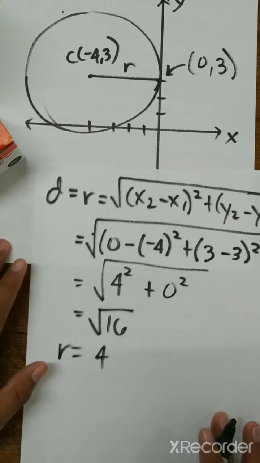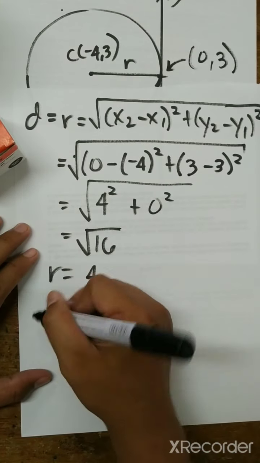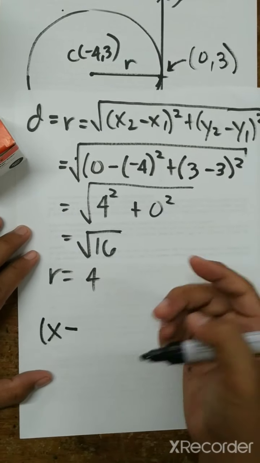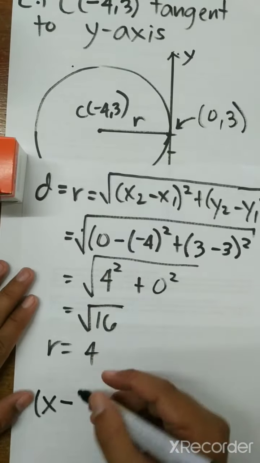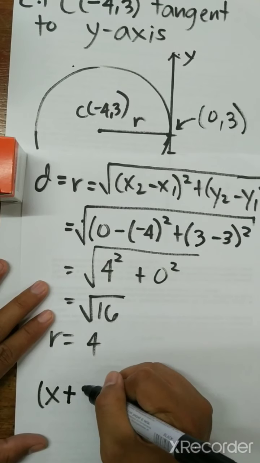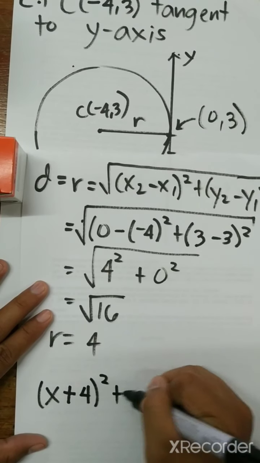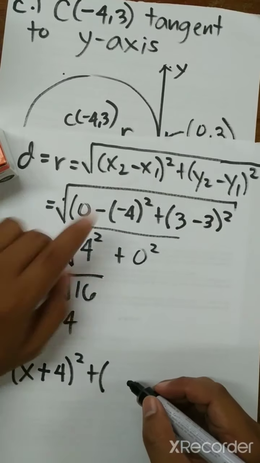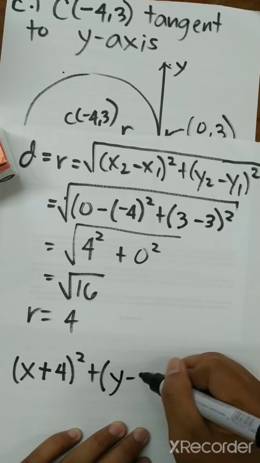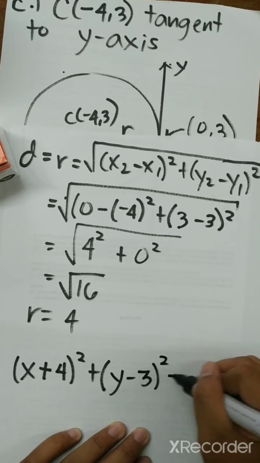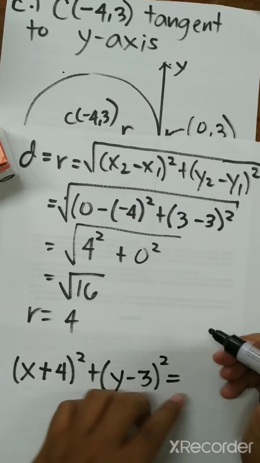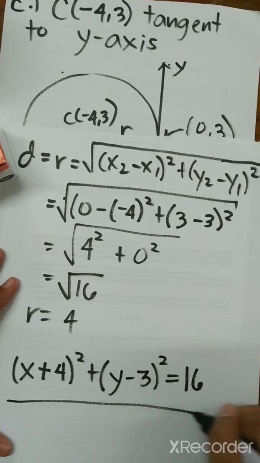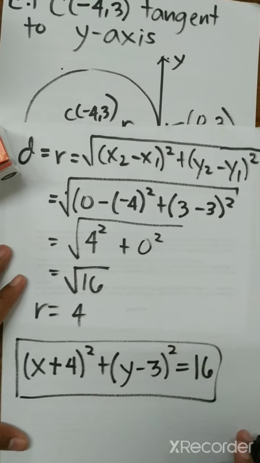And now, this is very easy. So we will have x minus h, and our h is negative 4. So it will be plus 4 squared plus y minus k. So our k is 3, right? So (y minus 3) squared equals the square of the radius. We have the radius 4 and the square of it is 16. So, ta-da!